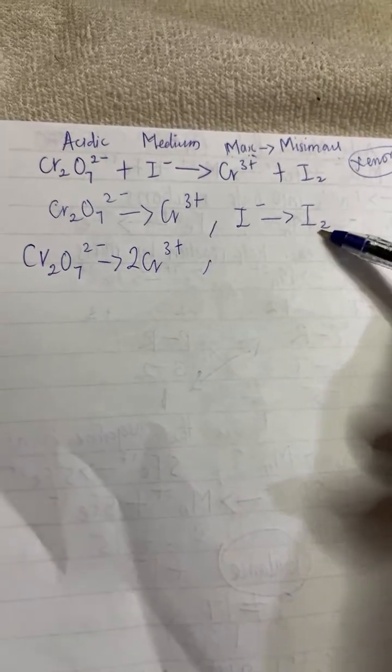Then let's move to the next one. This one, we have 1 iodine atom. Here we have 2 iodine atoms. How can we balance this? Let me hear from you guys first. How can we balance this?